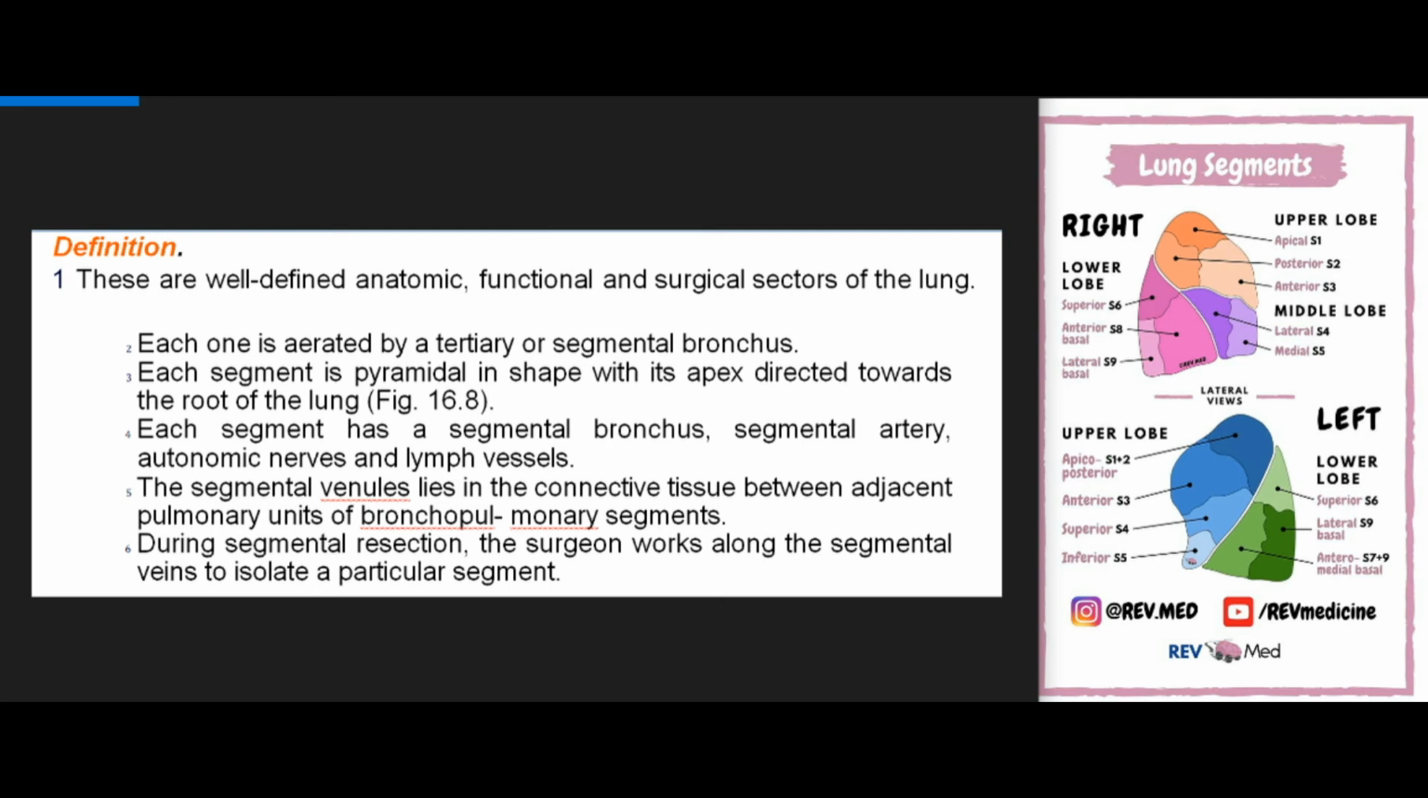3. Each segment is pyramidal in shape with its apex directed towards the root of the lung, Fig 16.8. 4. Each segment has a segmental bronchus, segmental artery, autonomic nerves, and lymph vessels. 5. The segmental veins lie in the connective tissue between adjacent pulmonary units of bronchopulmonary segments. 6. During segmental resection, the surgeon works along the segmental veins to isolate a particular segment.